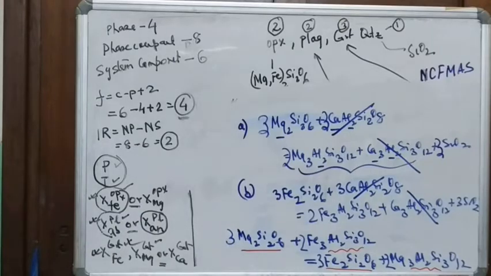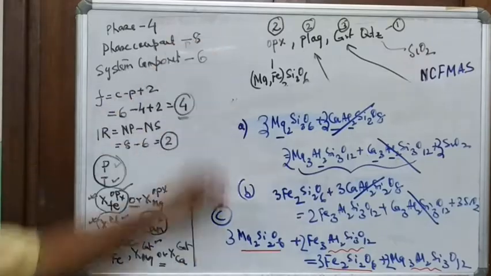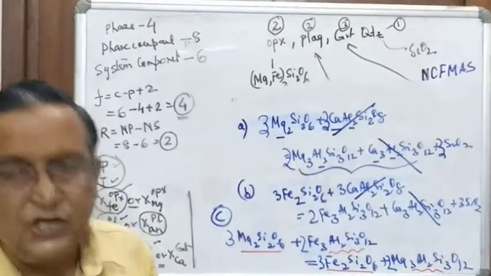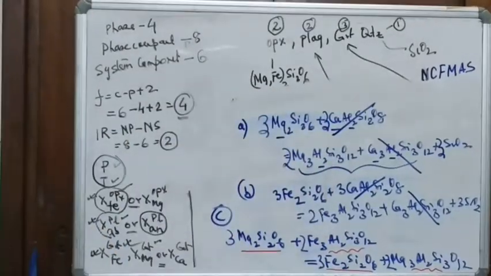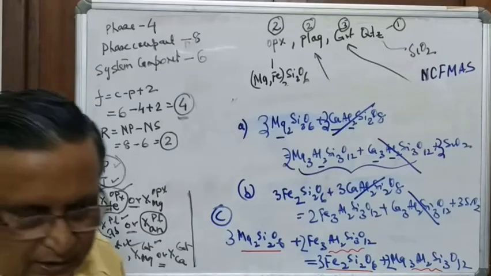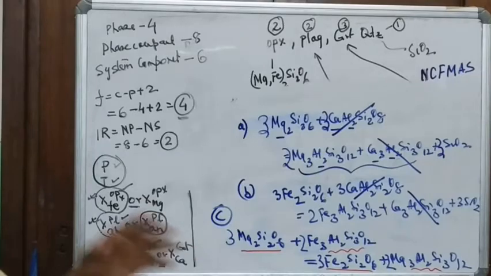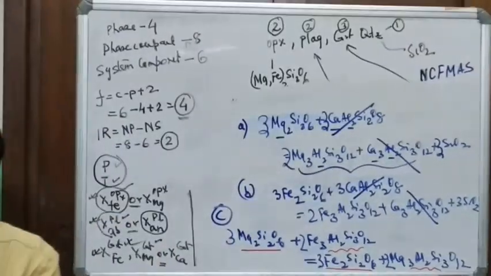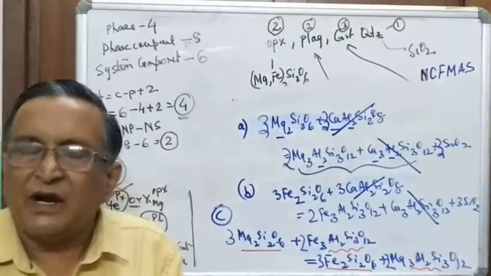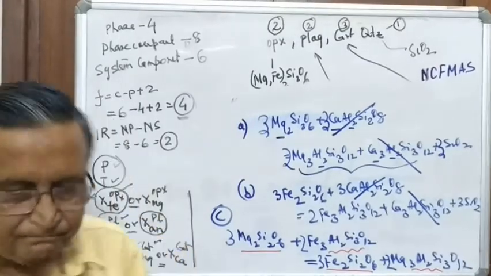So you have essentially 3 reactions possible. You can choose any 3. But any 2 of these 3 you can take, and you will be correct. So this is how you find out the pressure temperature condition at which garnet formed from orthopyroxene and plagioclase reaction. There is much more to it, but right now what we are discussing, I hope you understand it.